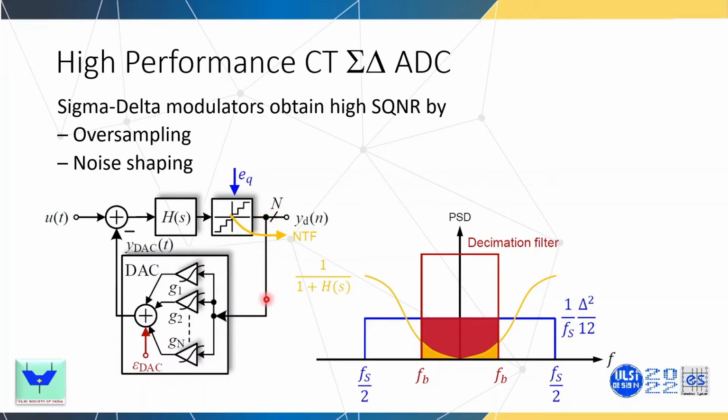Usually these are unary codes, so we have unary DAC elements here. For example, for a 4-bit DAC you'll have 15 DAC elements, and in a non-ideal world there's going to be some kind of mismatch between them. This is modeled as an E_DAC, and we'll see that it results in a reduction of the modulator's output performance. There are going to be some spurs, in-band spurs, because of this mismatch. So we'll see how to mitigate the mismatch.